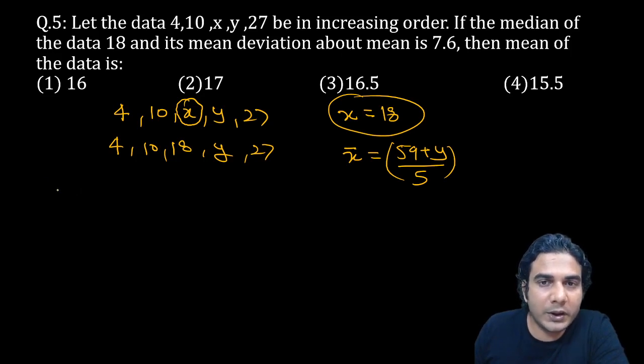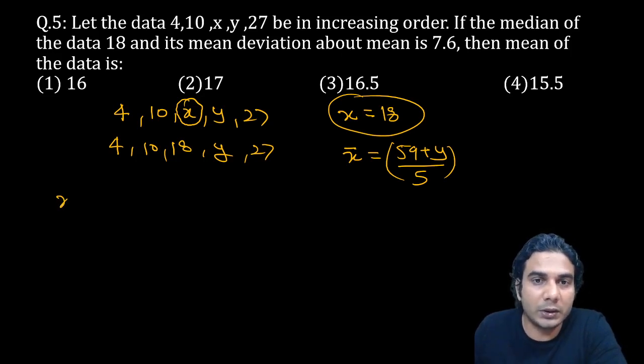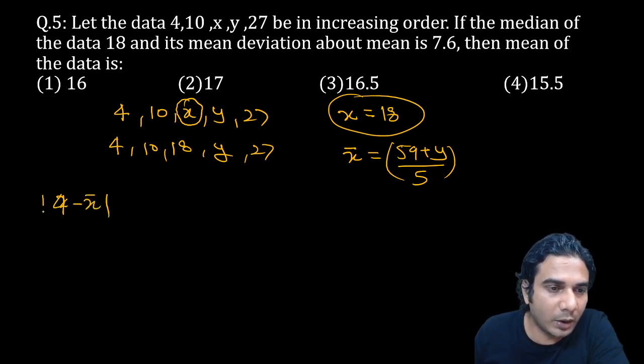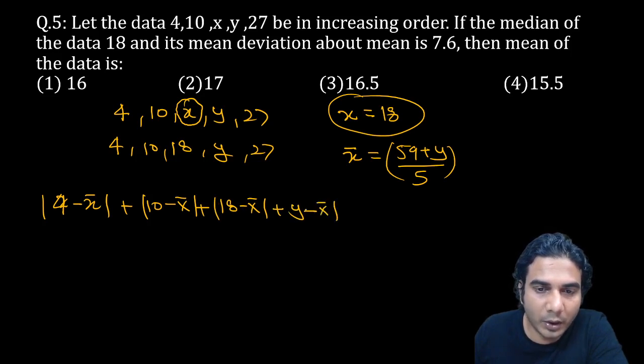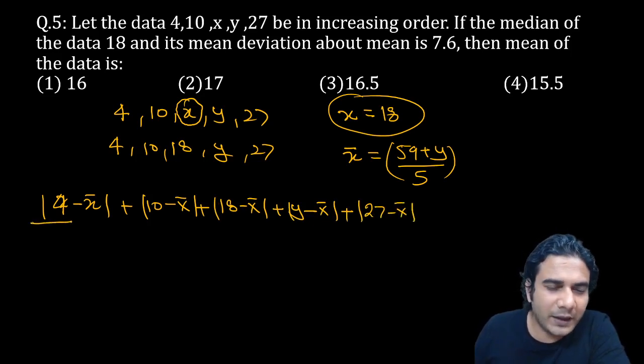If I write the deviation about the mean, that will be mod of x1 minus x bar, plus mod of x2 minus x bar. We take the modulus also, whenever we write deviation. Standard deviation is a different thing, but in mean deviation about the mean, or about the median, or about some other thing like the mode, we take the difference of all the data from that particular value and take the summation of the absolute values. So the deviation about the mean will be mod of 4 minus x bar, plus mod of 10 minus x bar, plus mod of 18 minus x bar, plus mod of y minus x bar, plus mod of 27 minus x bar. Now there is a very, very important fine point here to notice.